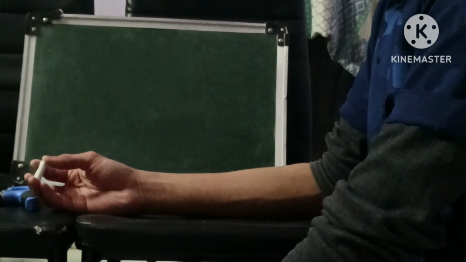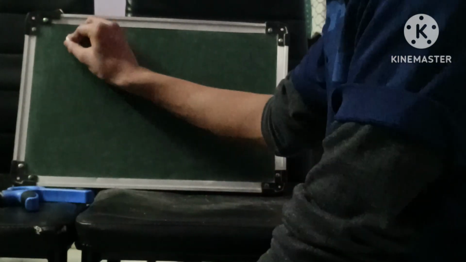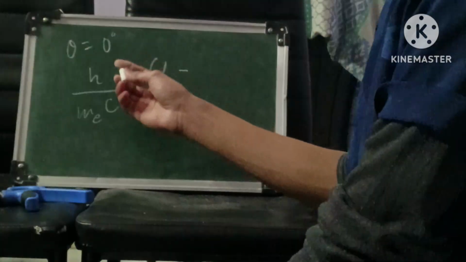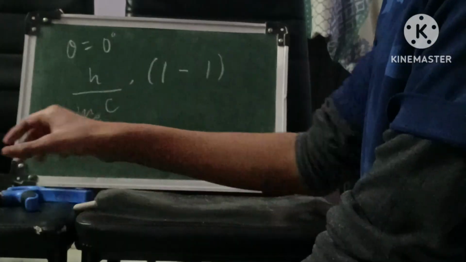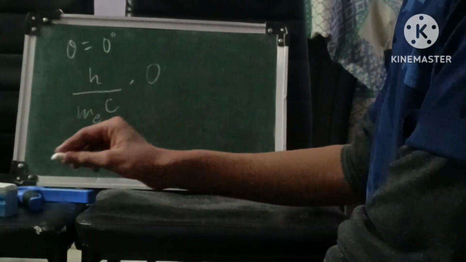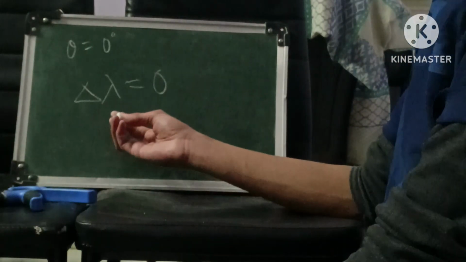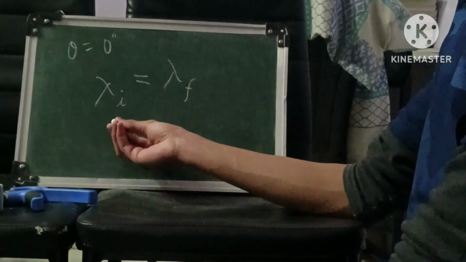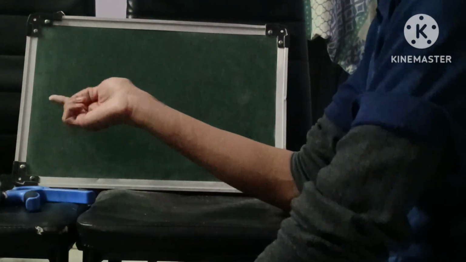What if the scattering angle is 0 degrees? So we say theta is equal to 0 degrees. Now cos 0 degrees is 1, so this would become 0, and then this entire thing would become 0. Total change is equal to 0. Initial wavelength is equal to the final wavelength. The electron didn't even move, it did not shake.